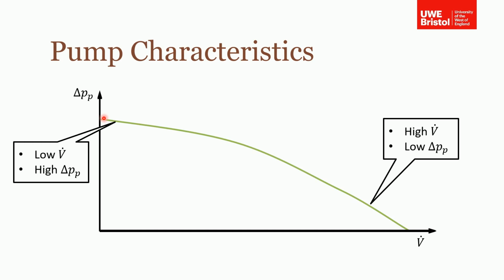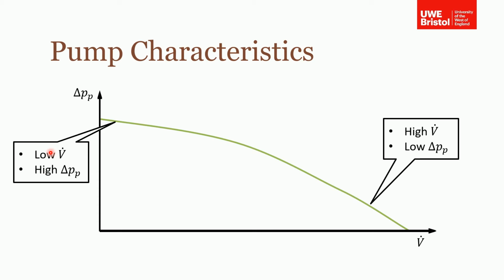So it will always follow this curve, so it can't deviate away from this. So this is for a fixed speed. I'll show you in a minute what happens when you change speed, but at this given speed it needs to stay on this curve. So it can only, for example, produce this pressure at this flow rate, or this pressure at this flow rate, for example.